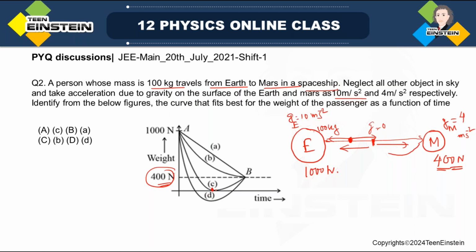Thereafter, as it moves further towards the Mars, it will gain some weight, and on the surface of the moon it will be 400 Newton. So that is the graph which is depicting it correctly. So C, the first option, will be the correct answer for this question.